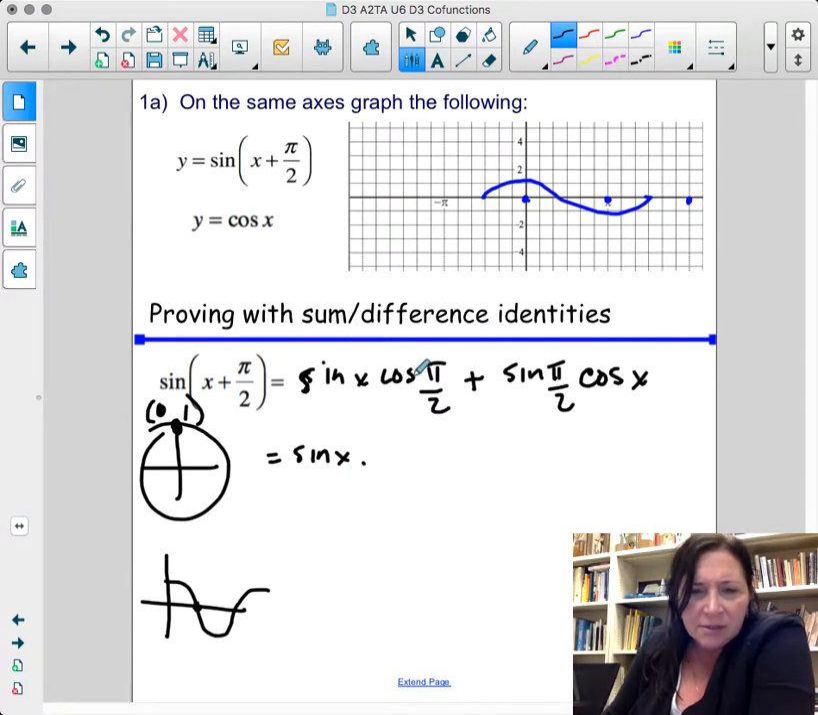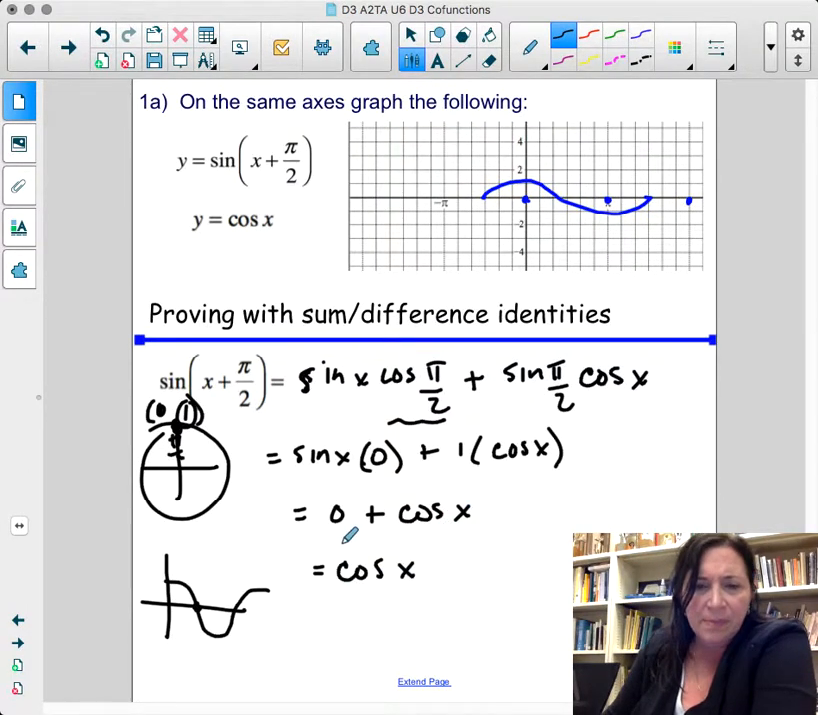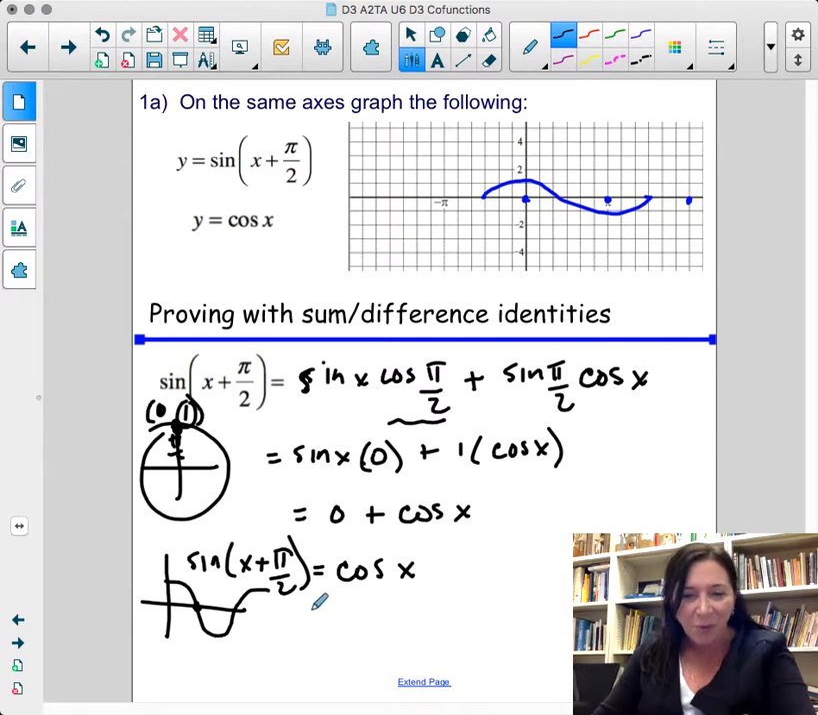So this is sine of x times this right here, which we just did twice, and that's 0, all right, plus sine of pi over 2. Well, here's pi over 2. What's sine? Well, it's 1. So that's 1 times cosine of x. Well, 0 times anything is 0. So this is gone. And now all I have left is 0 plus cosine of x, which is just cosine of x. And therefore, by moving this, we just proved that sine of x plus pi over 2 is equal to cosine of x. So cool. Okay, all right.